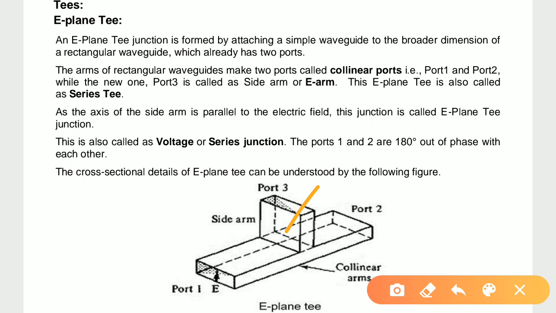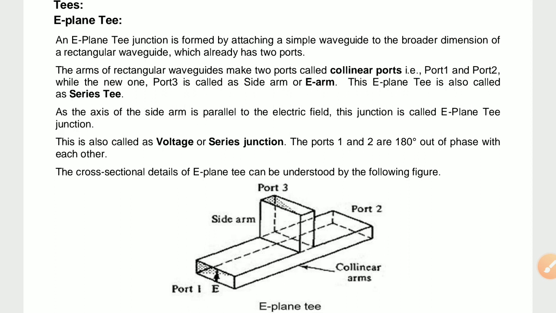So in the case of the H plane T, it was the H arm connected in this manner. But in the case of the E plane T, there is a side arm, also called the E arm, which is joined to the broader dimension of the rectangular waveguide. This E plane T is called a series T. The H plane T was the shunt T, and the E plane T is the series T.